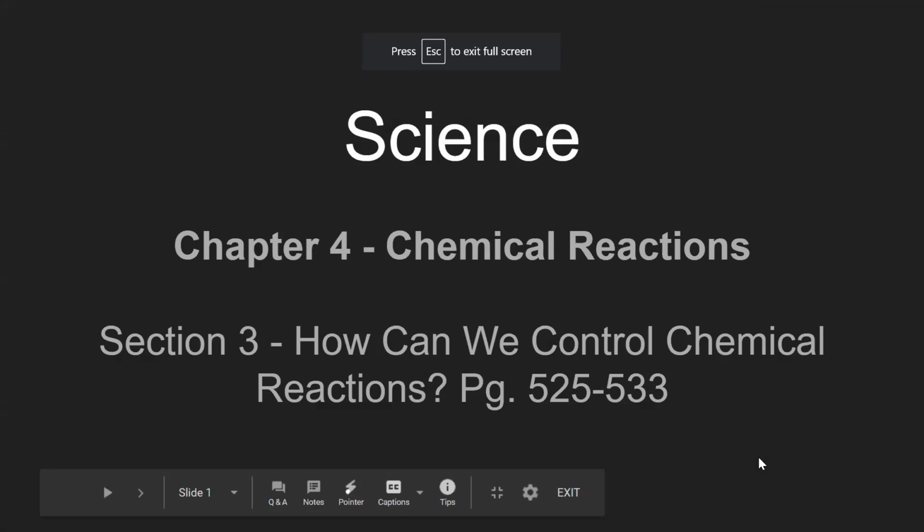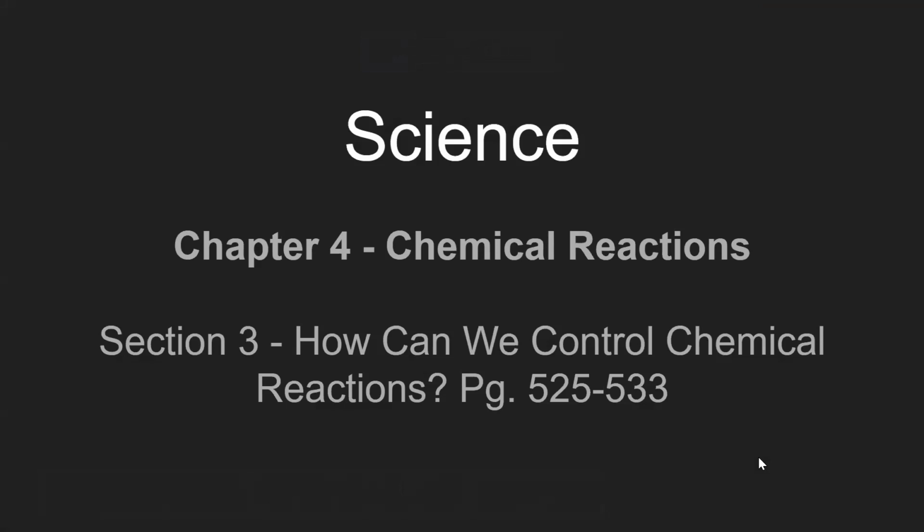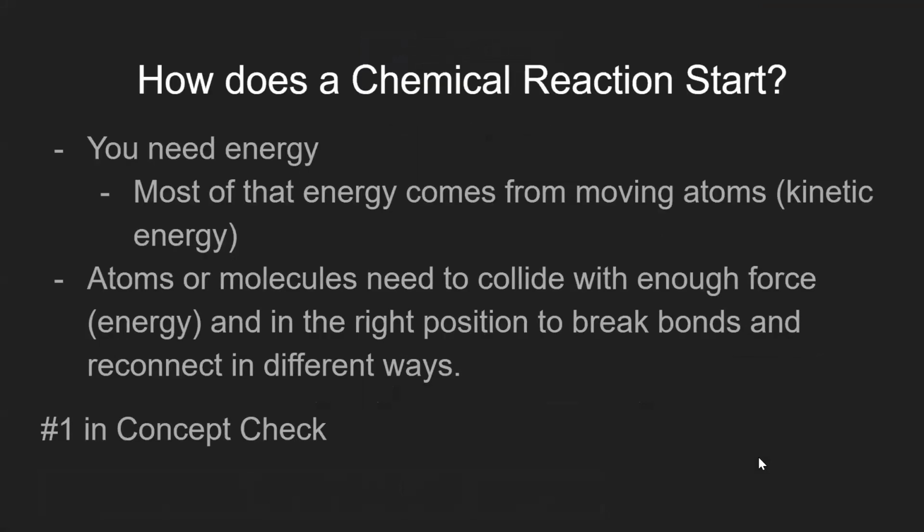All right, so chapter 14 is on chemical reactions. This section is on how we can control chemical reactions. So how does a reaction start? Well, in order for a chemical reaction to start, you need energy, and most of that energy comes from moving atoms, which is kinetic energy.